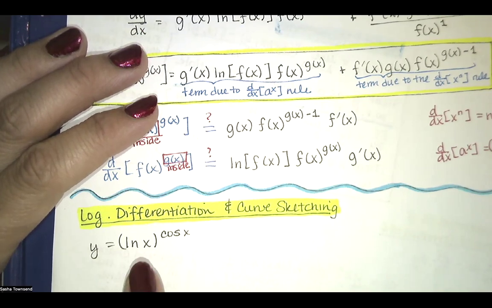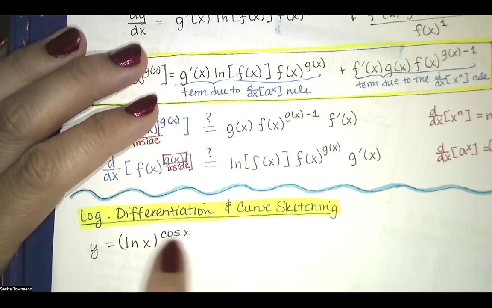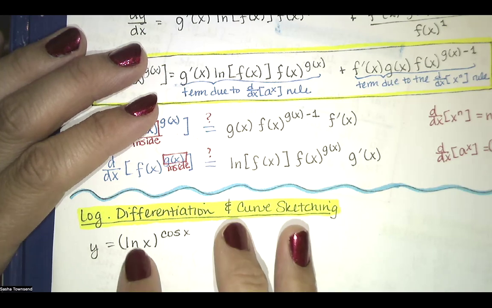But we do need the x values to be positive, and we also need this base to be a positive number. We need natural log of x to be positive because we're raising it to the cosine of x power, and cosine of x is a number between -1 and 1. Now, if cosine of x is between -1 and 1, it could be, say, -1/2.